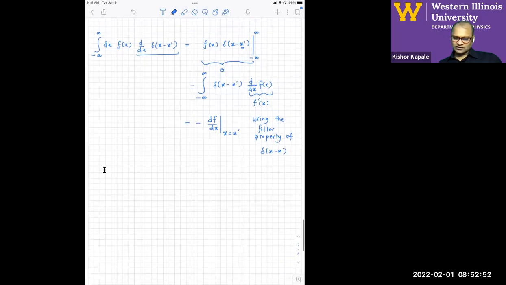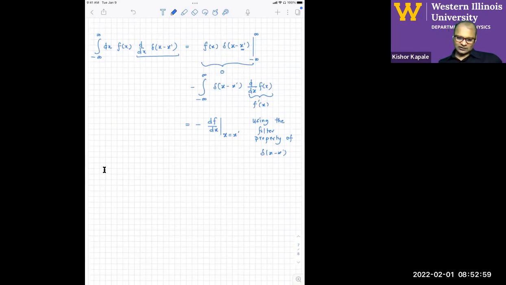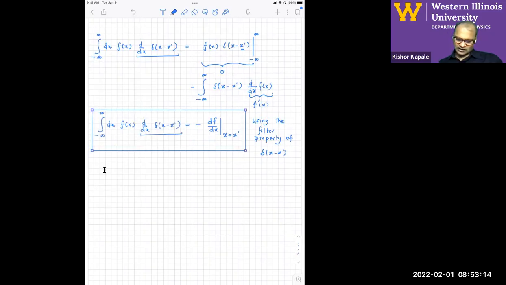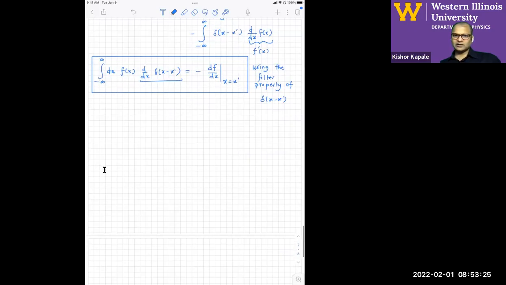So if you have derivatives of delta function in your integrand for some reason, you have to move those derivatives to the other function, and then that's how you can do it. Or you can actually just directly use this identity that we derived, and you don't even have to worry about it. The moment you have derivatives of delta function, it is essentially equivalent to the derivative of the function evaluated at that special point, x equal to x prime. Okay, everybody with me? So that's another interesting property of that.